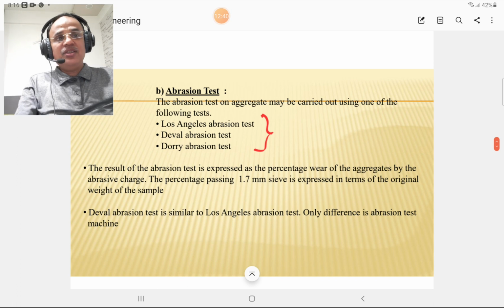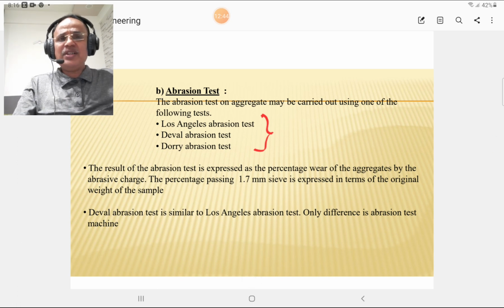Then abrasion test, on the aggregate. There are three different tests and you studied one test in college, the Los Angeles abrasion test. Deval abrasion test and Dorry abrasion test are also there. There is nothing different between these three tests except the type of machine, that is very important. And the percentage passing through the 1.7 mm sieve after carrying out the abrasive action is expressed in terms of original weight of sample. So 1.7 mm passing after abrasion is very important, and 2.36 mm passing for crushing strength.